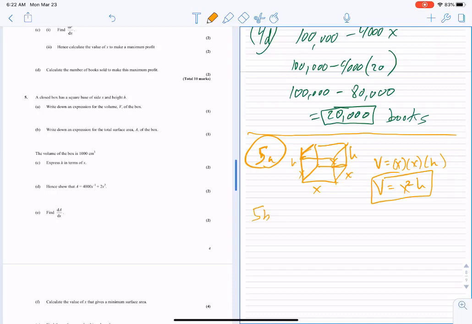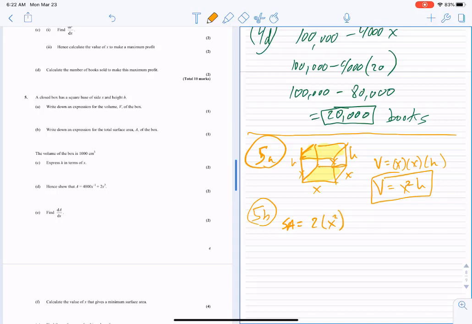So we're going to do 5B now. Write an expression for the total surface area of the box. If you want to think of it this way, if I had the base here and the top here, both of these would be x. The area of both these squares is really just x squared. So for the total surface area, we're going to have 2 times x squared.